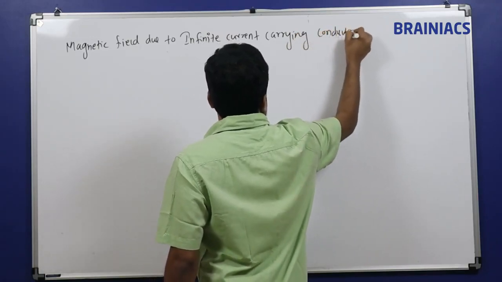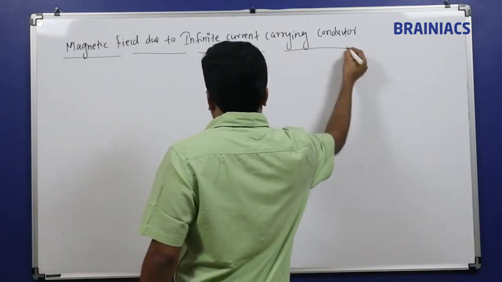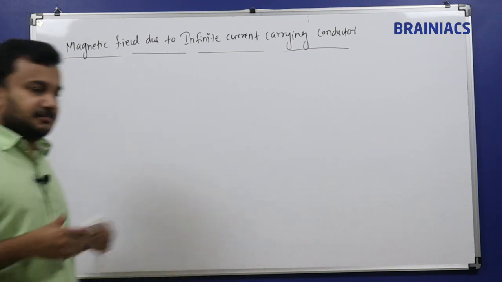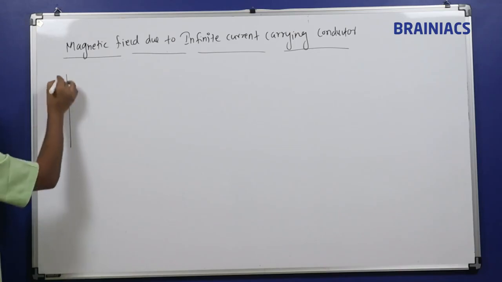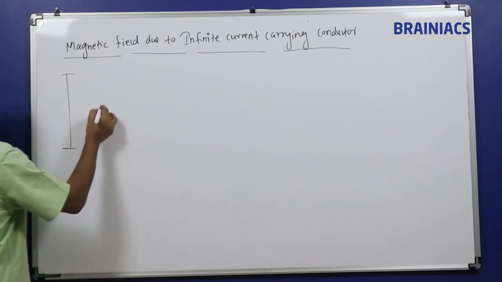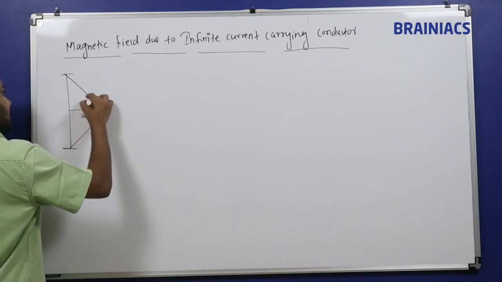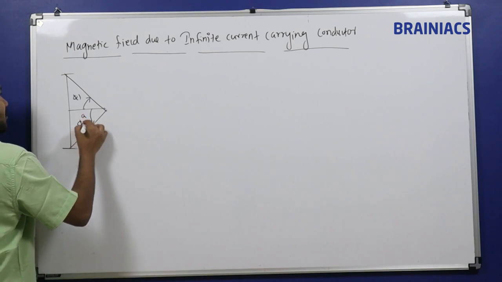Magnetic field due to an infinite current carrying conductor. Finite we know; infinite means infinite length. So let's know, if it is a finite conductor, the distance from the center is A and these angles are phi 1 in the one direction, phi 2 in the reverse direction.